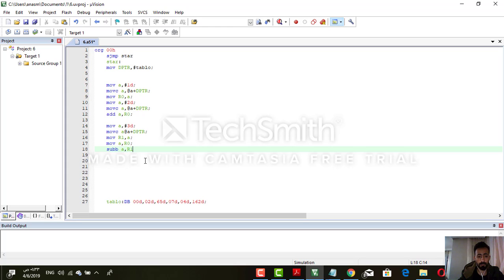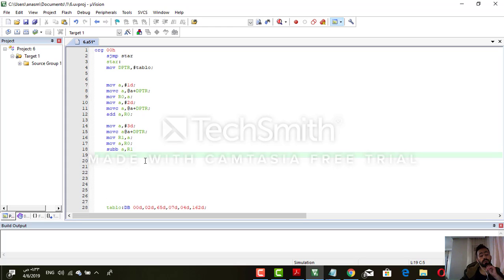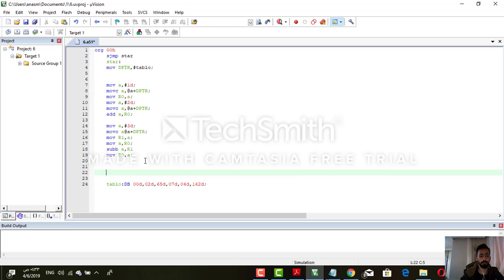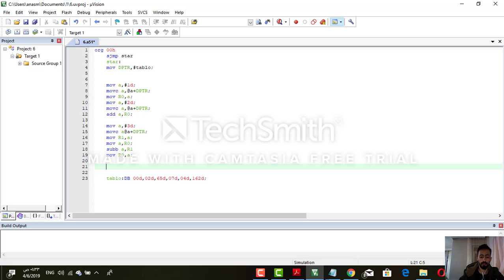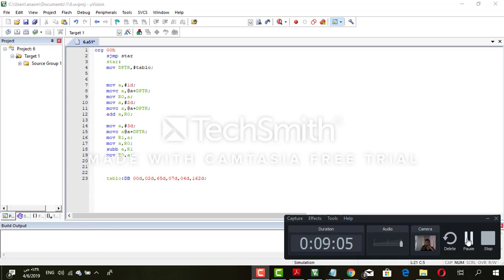After that, the new result will be moved to array 0, because we have to use the accumulator again. This is the third one. After that, another question.